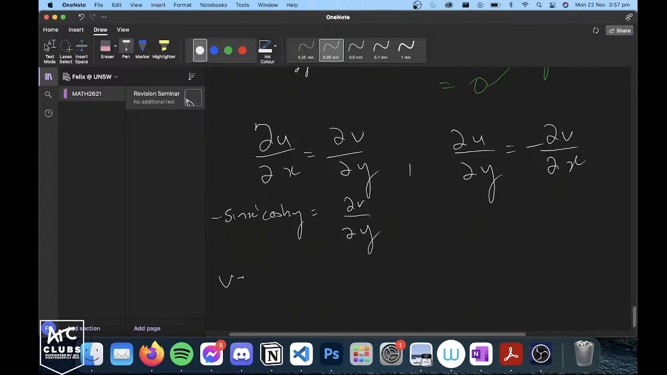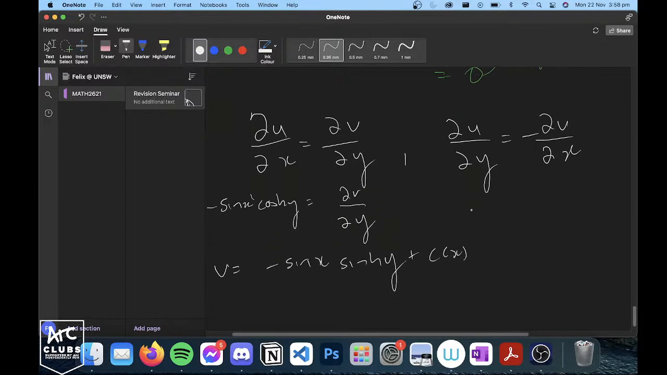So we find that v is equal to, when you integrate this, minus sine x sine y, with respect to y, and you can treat x as a constant. But obviously you still need a constant, and the constant would be in terms of x, so plus c of x.